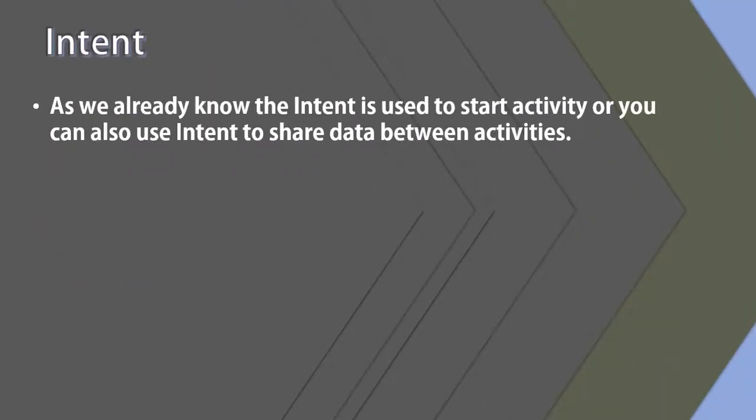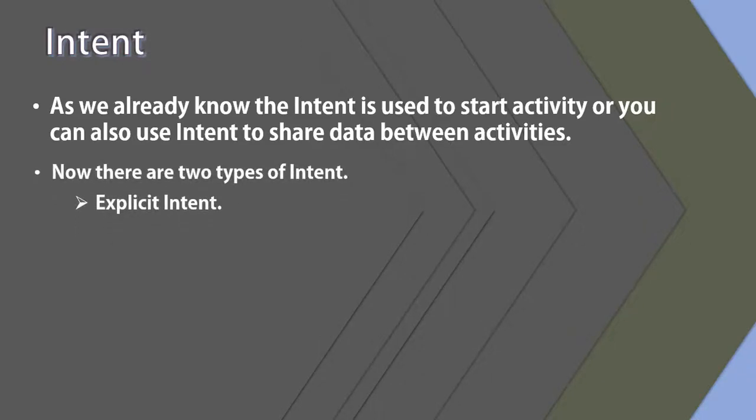As we already know, the intent is used to start an activity, or you can also use intent to share data between activities. Now there are two types of intent. The first one is explicit intent and the second one is implicit intent.